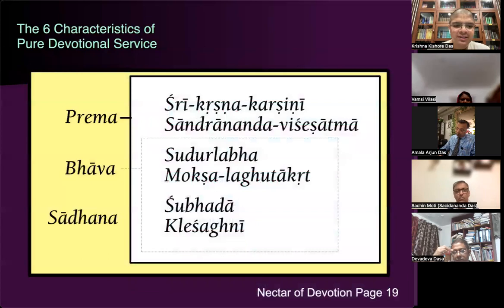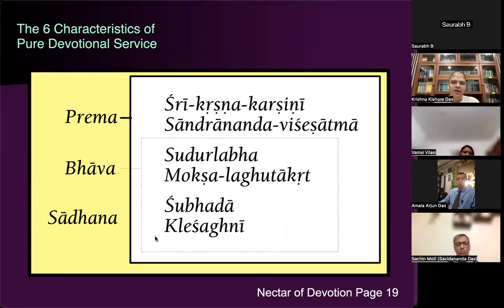So these three stages are there. One is sadhana bhakti. In that sadhana bhakti, we get these two characteristics of devotional service, Shubhada and Kleshagni. Then in bhav bhakti, along with these, two more get added, Sudurlabha and Moksha Lagutakrit. And in prema bhakti, all six are available to a devotee.